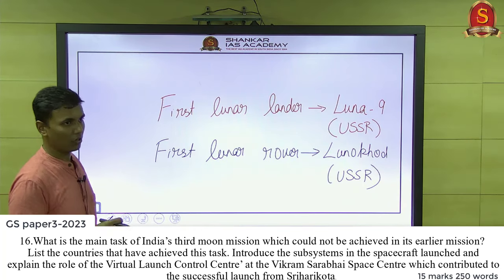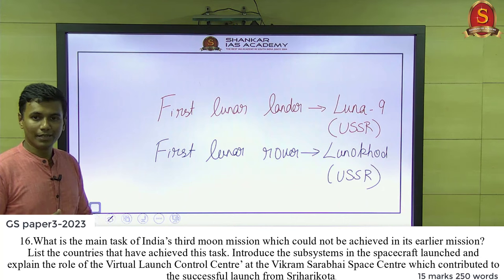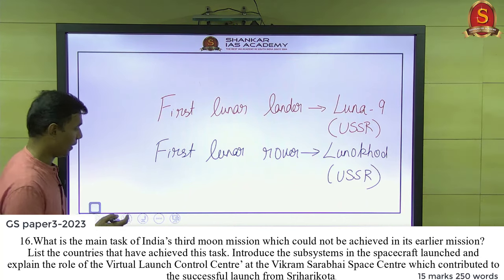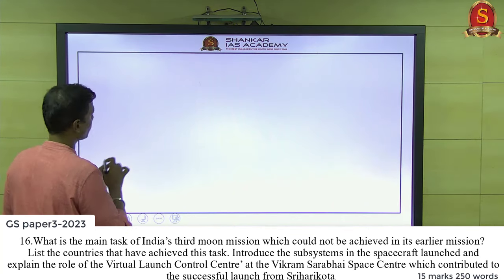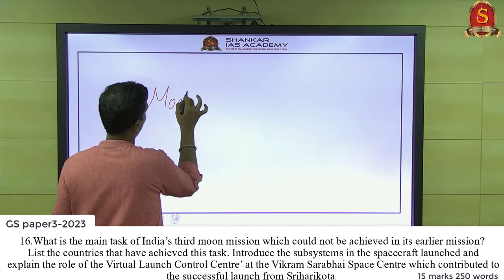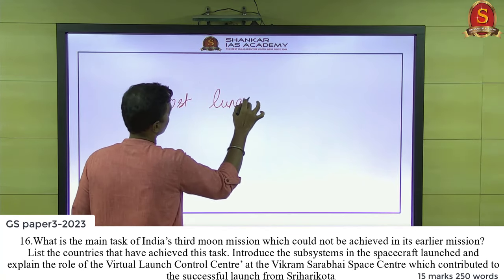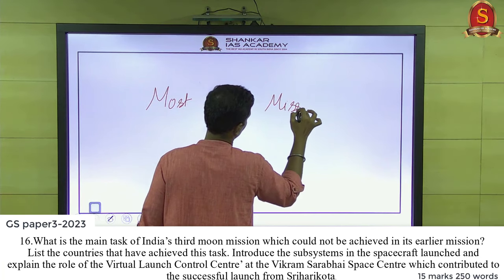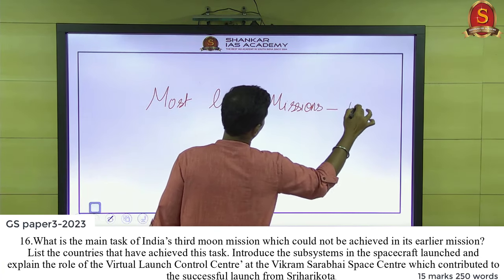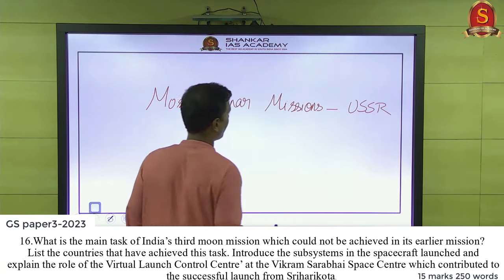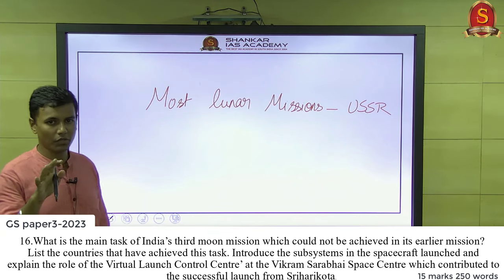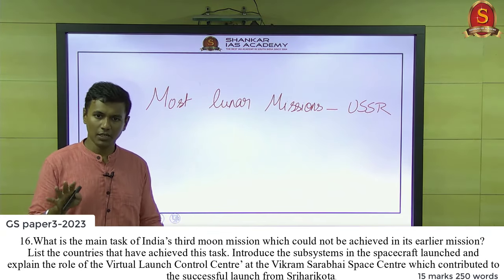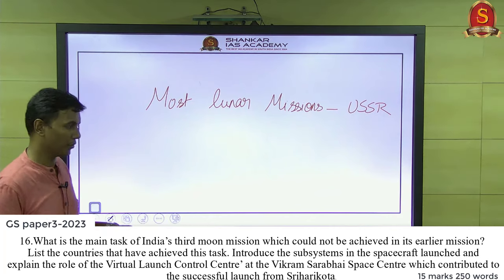The USSR has certain good records, especially in lunar missions. In fact, the most number of lunar missions was sent by the USSR. We have written it as most number of lunar missions, but we are not talking about success, failure or anything. Generally, the most number of lunar missions is by the USSR.